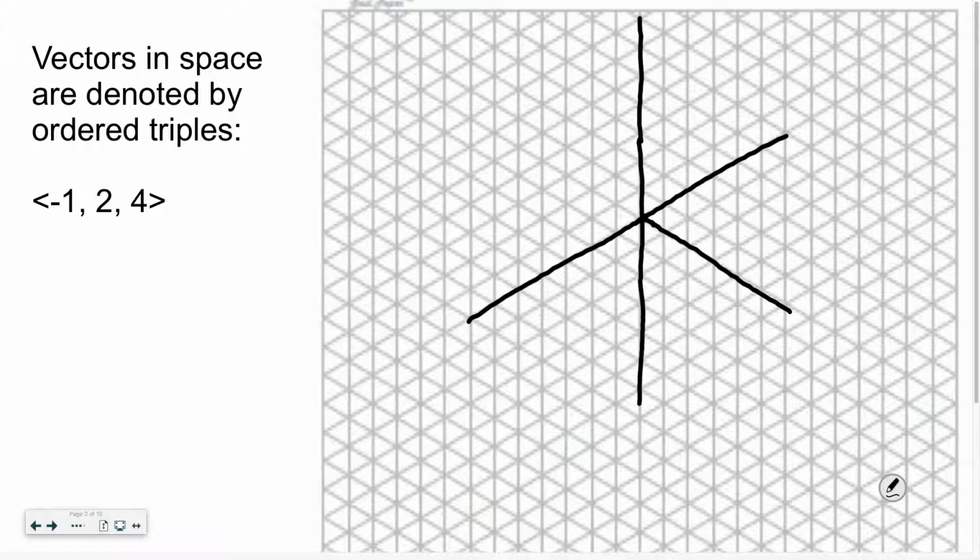Like I said, you do not have to plot this in your notes. But remember, when we talk about a vector, we would go to that coordinate, so -1, 2, 4, and we would draw our vector from the origin to there.